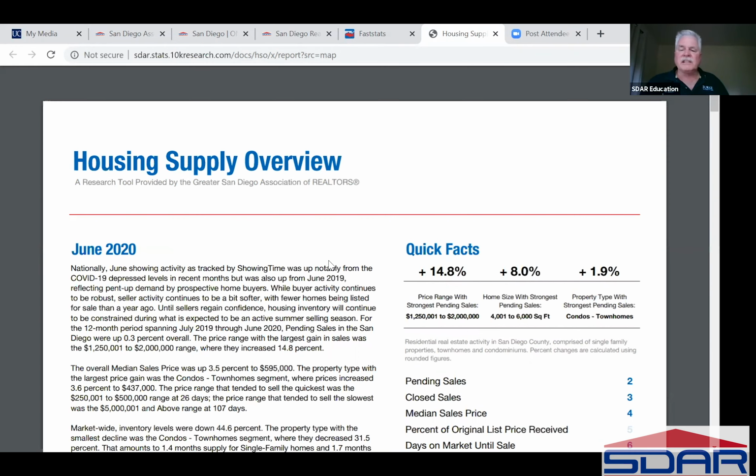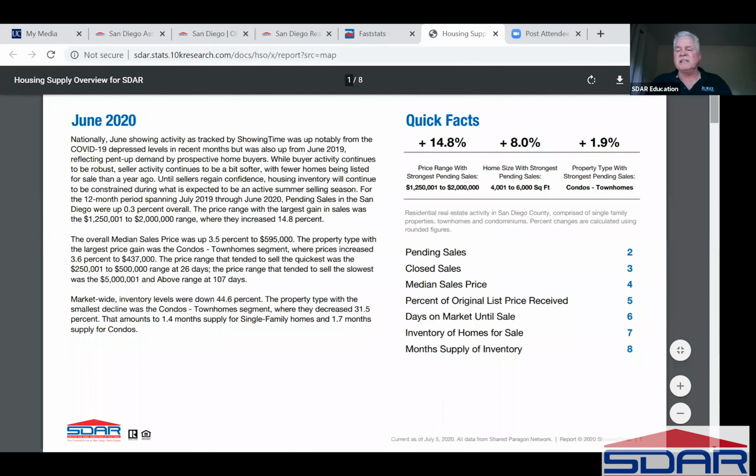It's interesting, the statistic about the price range with the strongest pending sales is $1,250,000 to $2 million. When you consider the fact that the median price home is, what do we say, $658,000, something like that, it's pretty interesting to me that it is stronger in the higher price ranges right now.